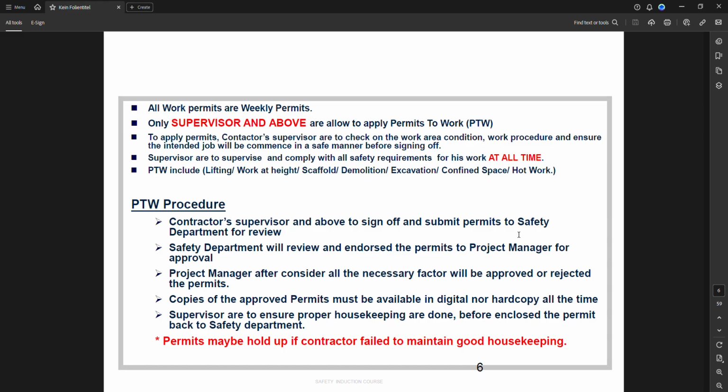All the permits to work are on a weekly basis. Only supervisors and above are allowed to apply for the permit to work. Below are the permit to work procedures. We will go through them in detail when you come on board.